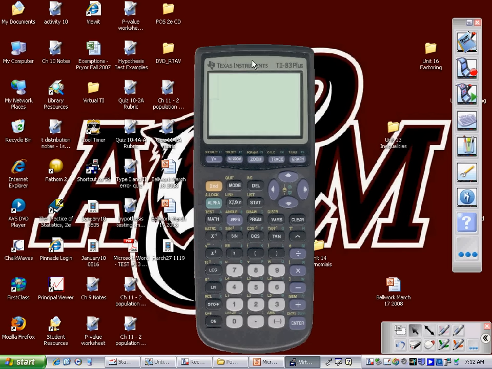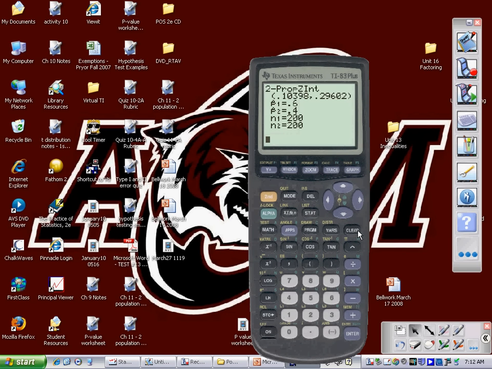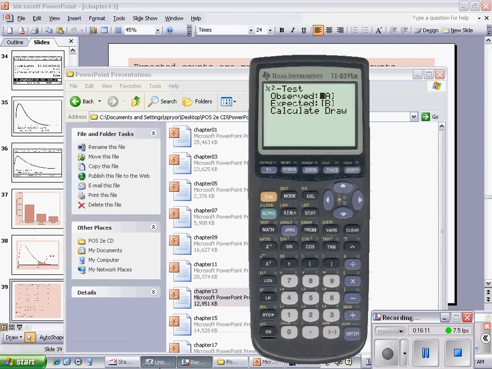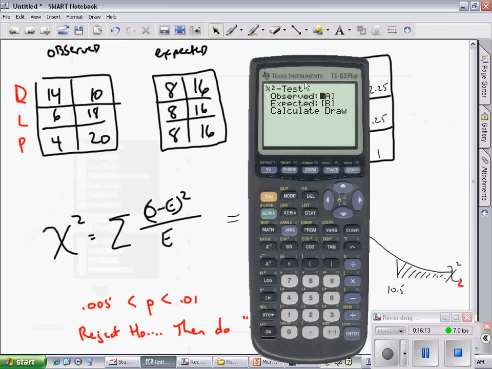Turn on your calculator. Stat, test, chi-squared test. Might not be letter C, but chi-squared test is what you're looking for. And you notice that it gives you matrices. You'll be all right. I can do it, and I'm not real good on matrices either. So what I want to do is put these numbers into the matrix. It asks you for the observed and the expected.